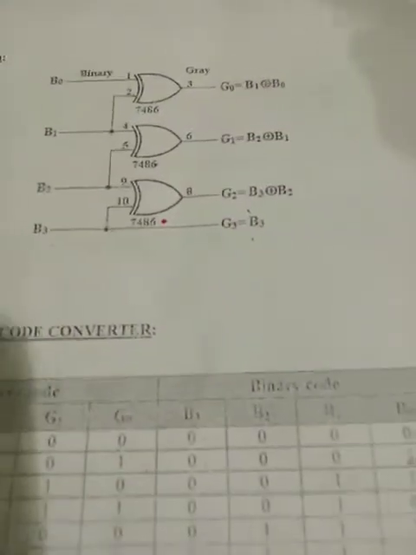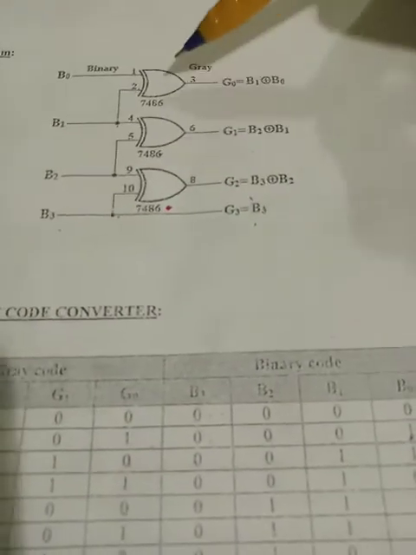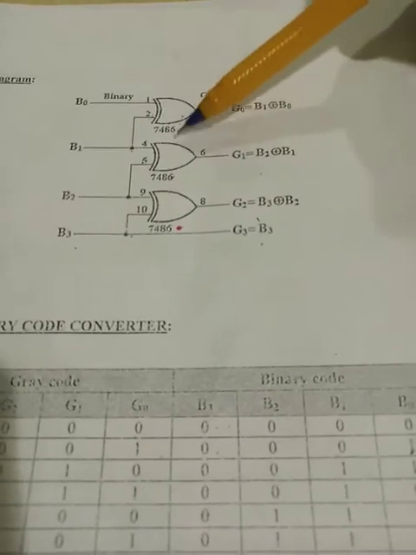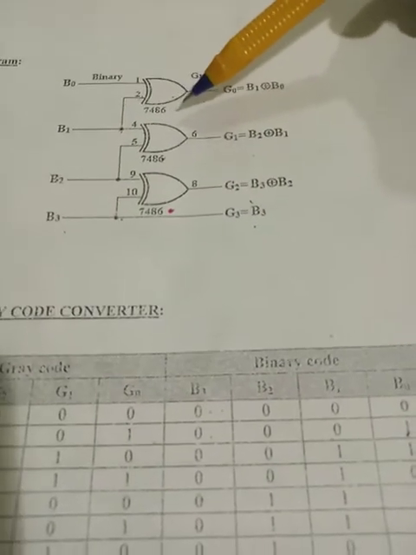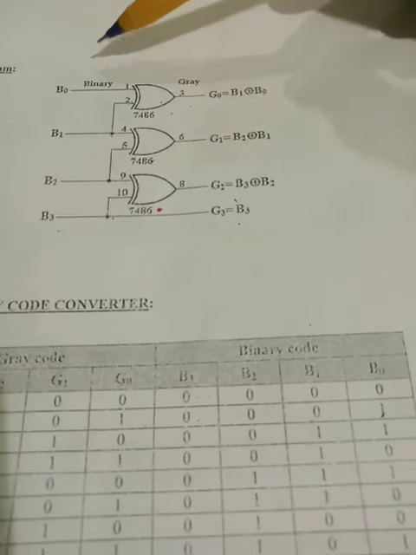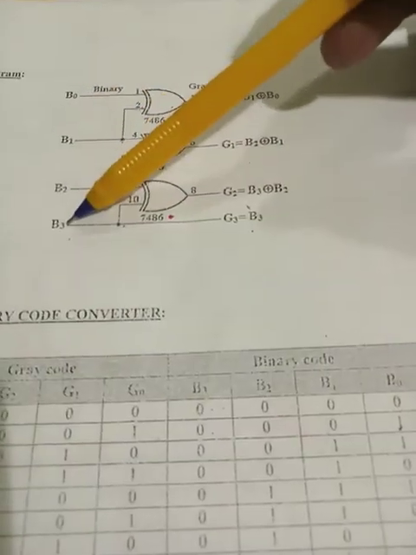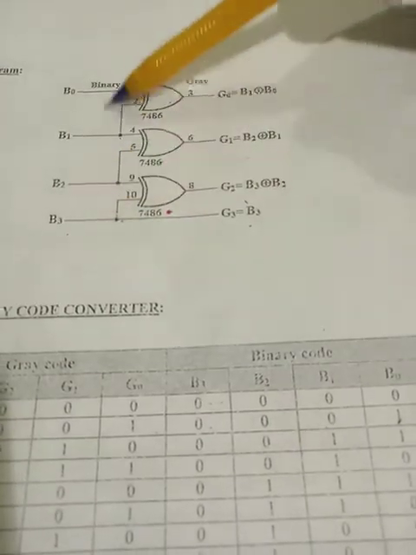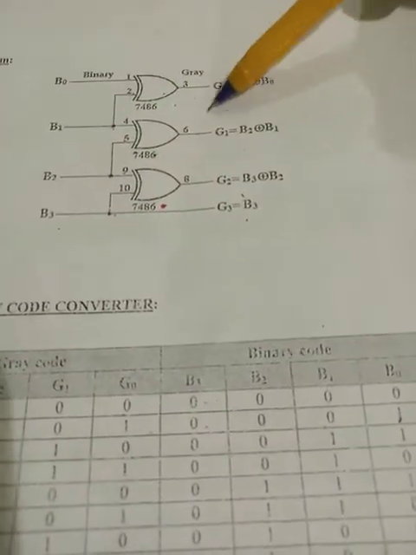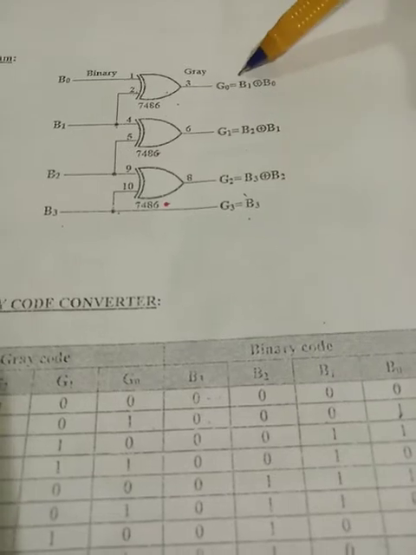This is the logic diagram. Here we are using only one XOR IC, the 7486 XOR IC. The inputs will be B0, B1, B2, B3, the binary digits, and my output will be the gray code.